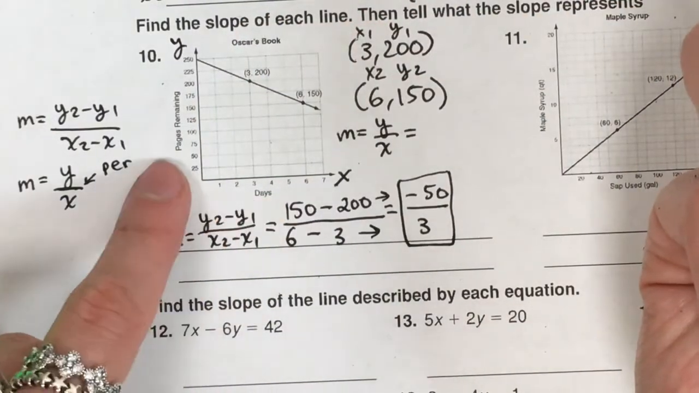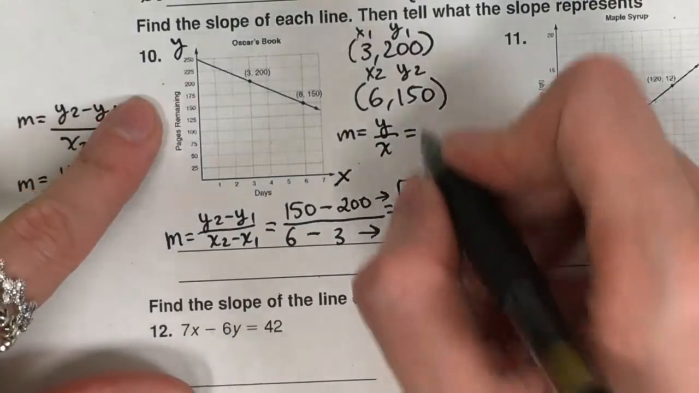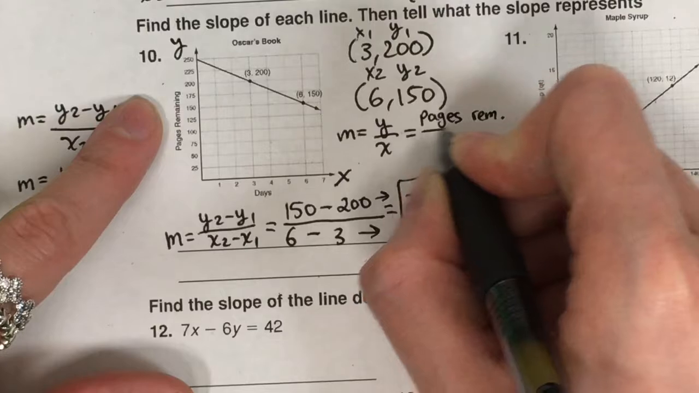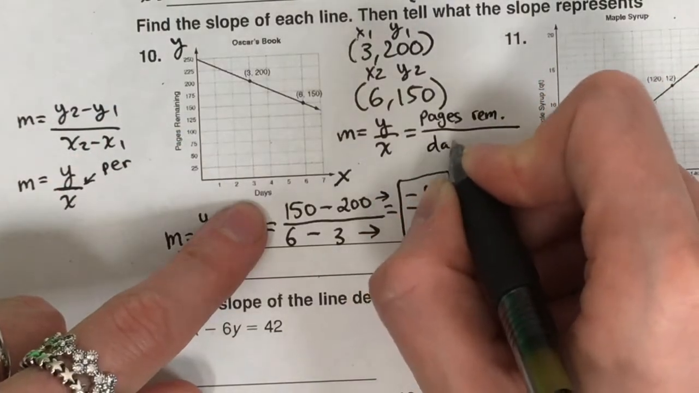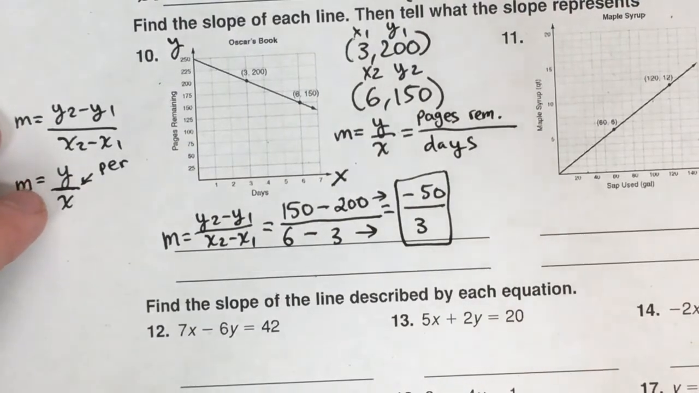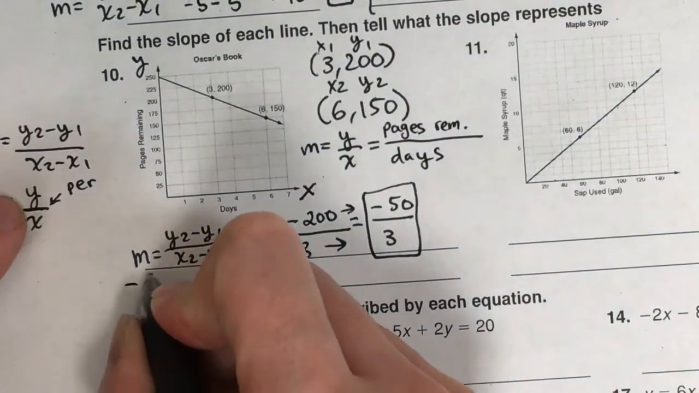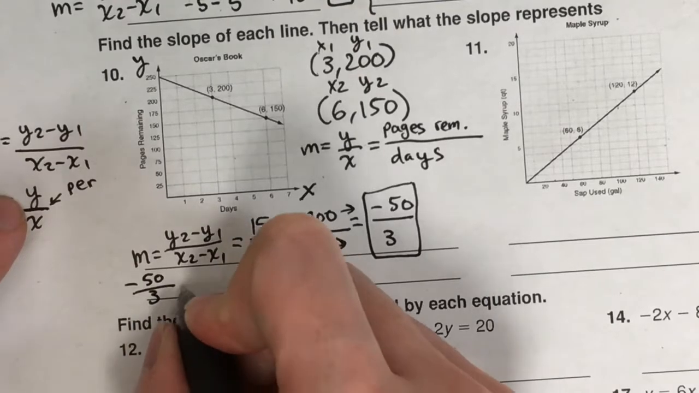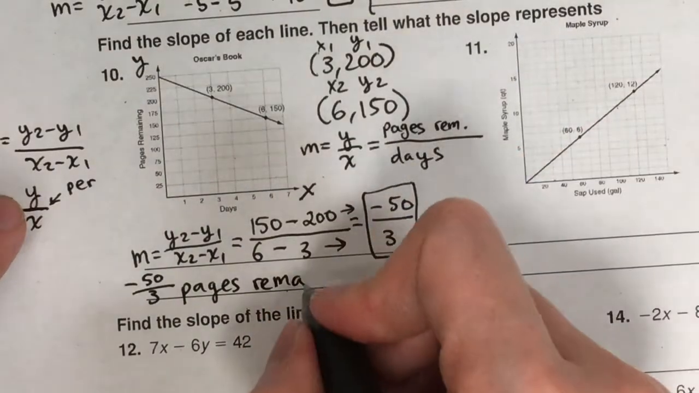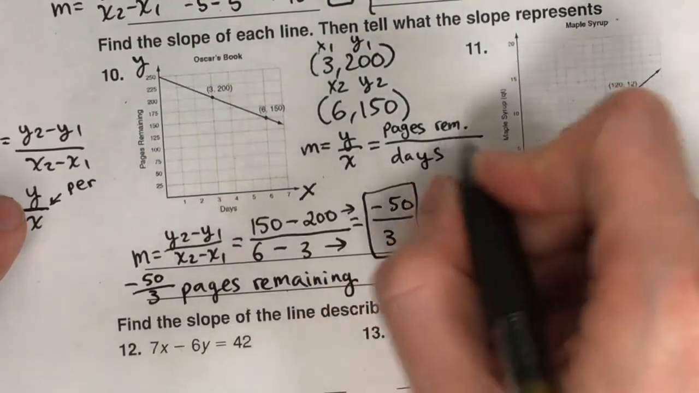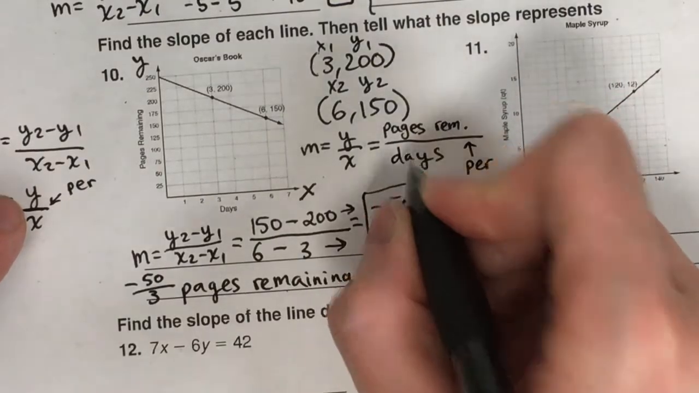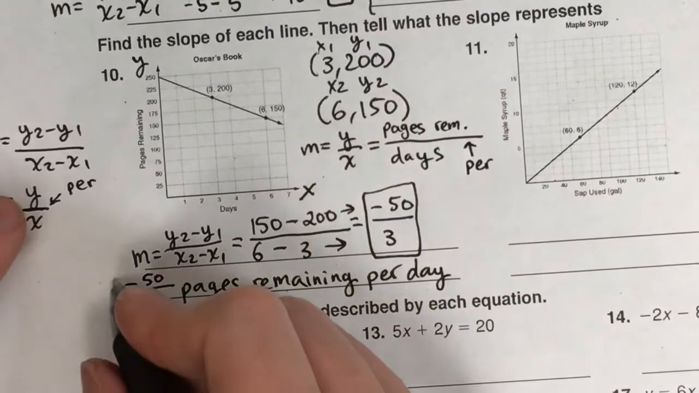What is the y? Y is pages remaining, divided by x is days. Okay, so you're going to tell me here, negative 50 divided by 3, pages remaining, which is that one. And then this line is per day. There's your answer.